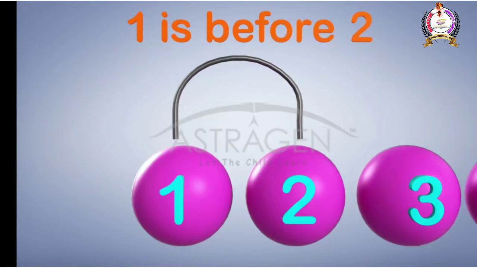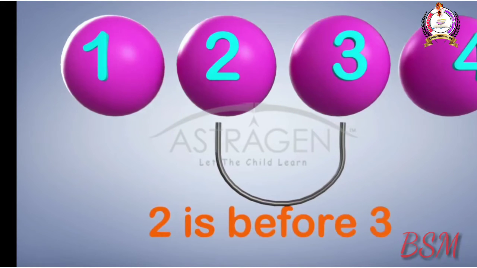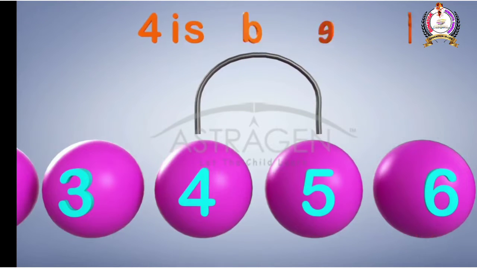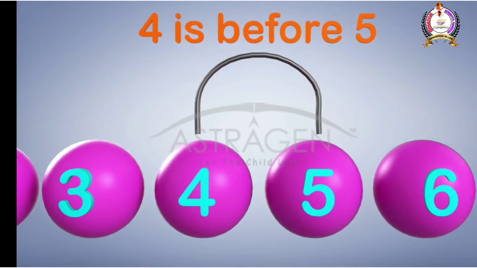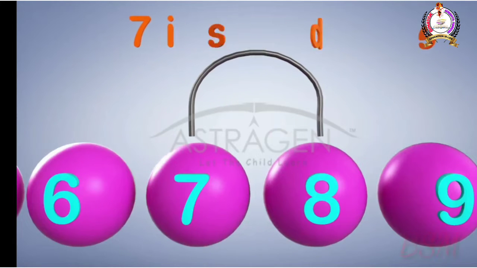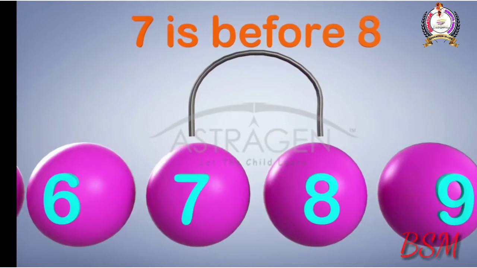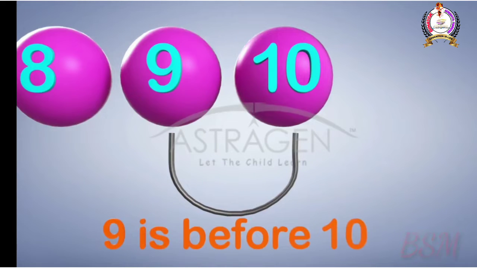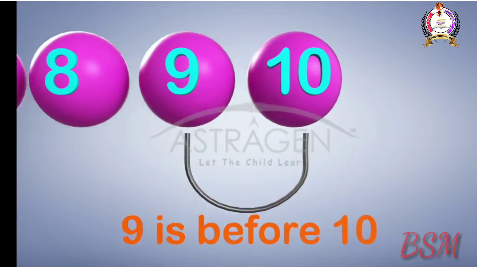One is before two. Two is before three. Four is before five. Six is before seven. Seven is before eight. Nine is before 10. The smaller number is always before the bigger number.